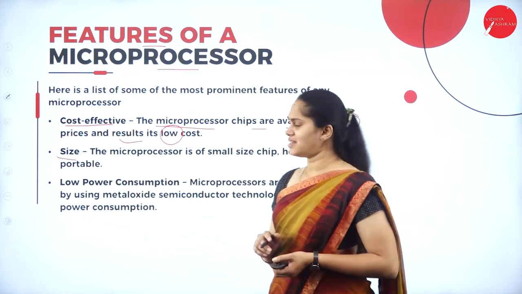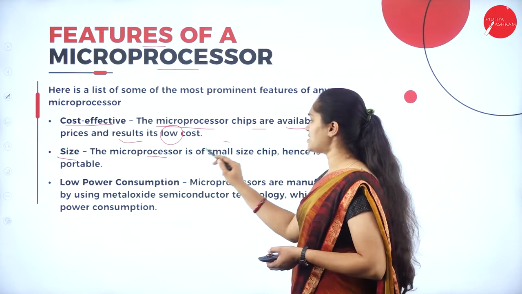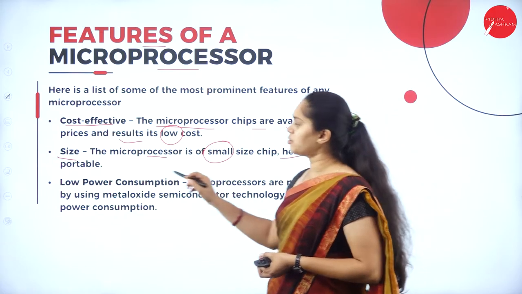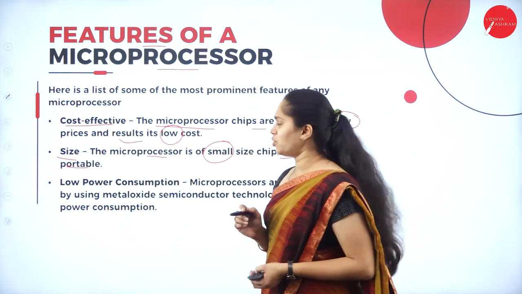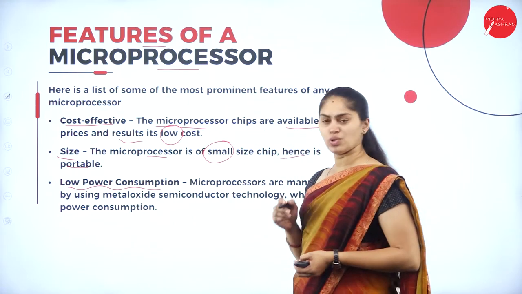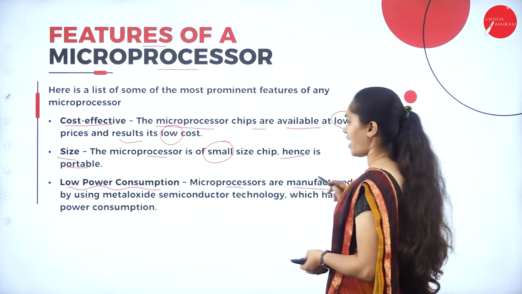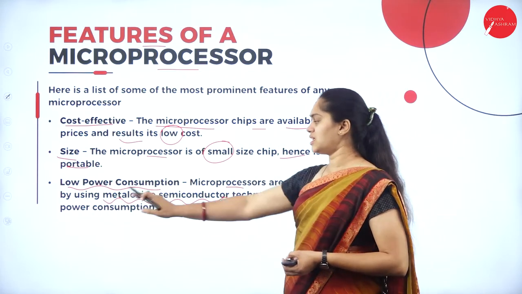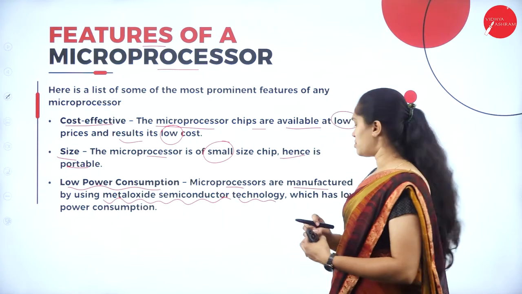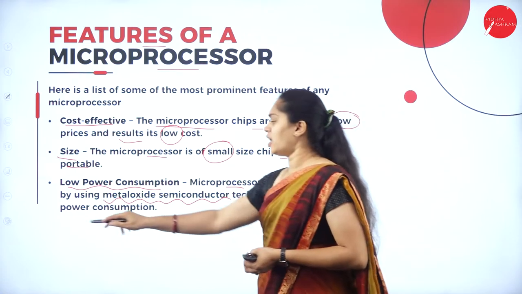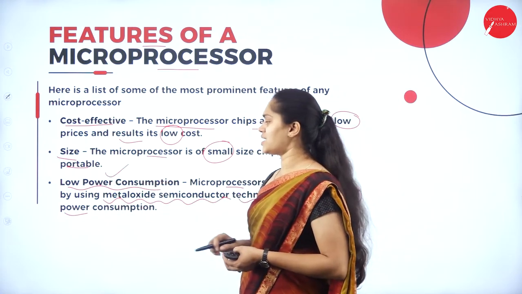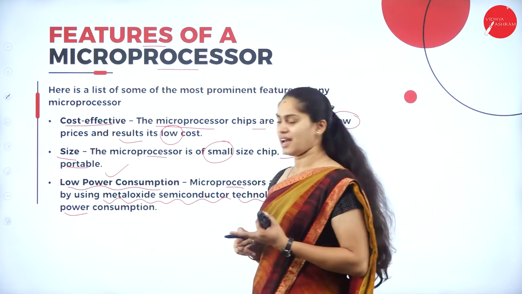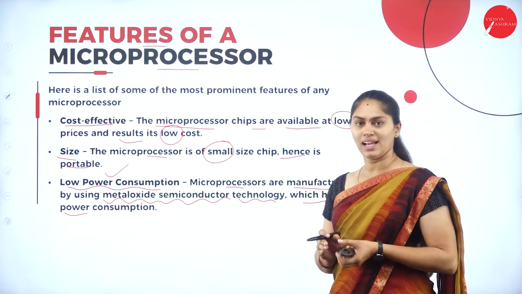You can also consider its size. The microprocessor is of small size. If it is smaller in size, then it can be removed from a computer and is portable in nature. That is one more feature. Then there is low power consumption. These microprocessors are manufactured using metal oxide semiconductor technology, and this metal oxide consumes low power. That's why it is considered low power consumption. It is cost effective, smaller in size, and consumes less electricity.